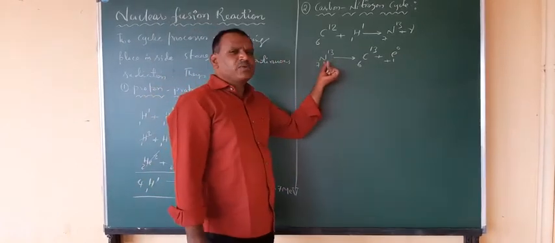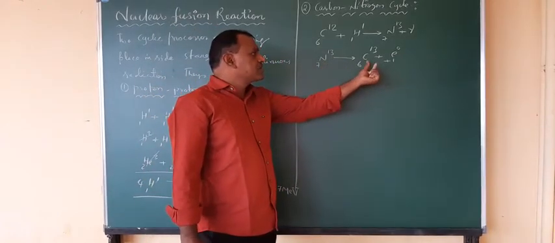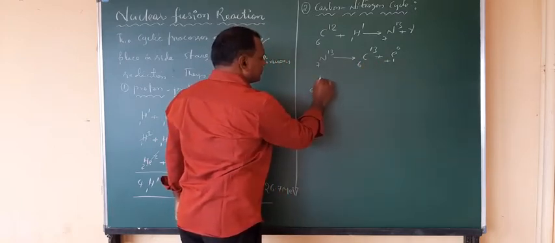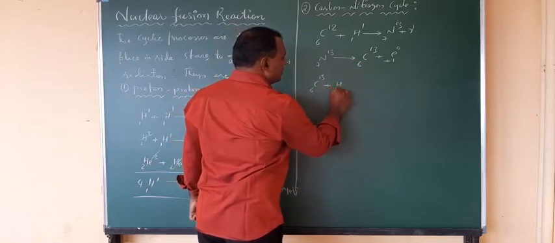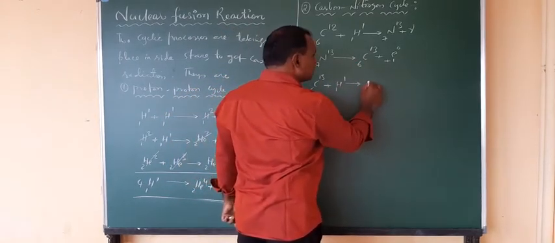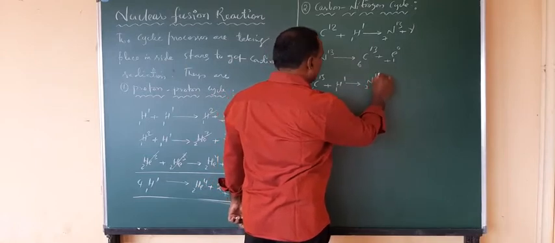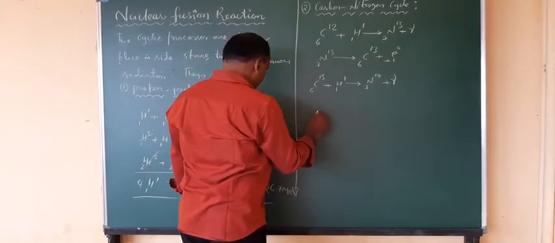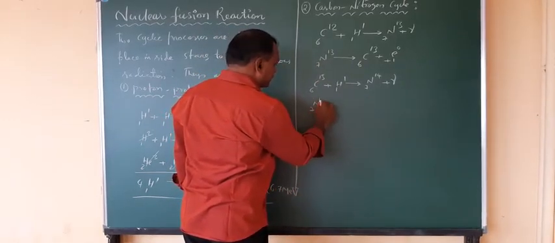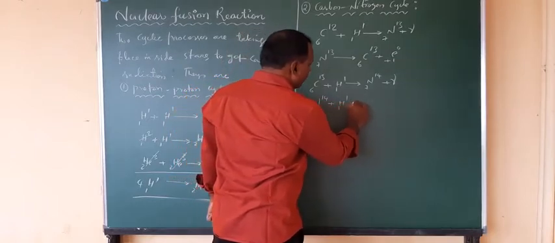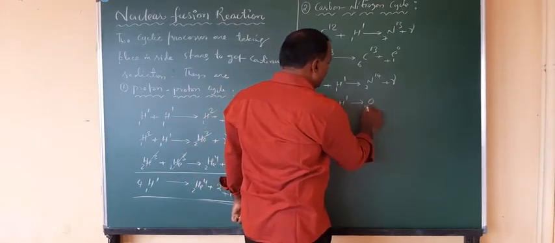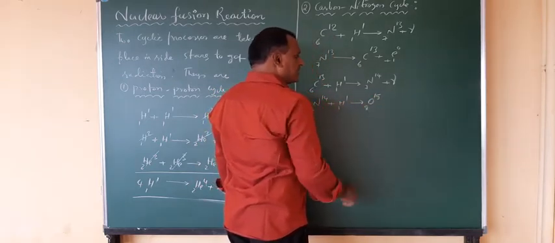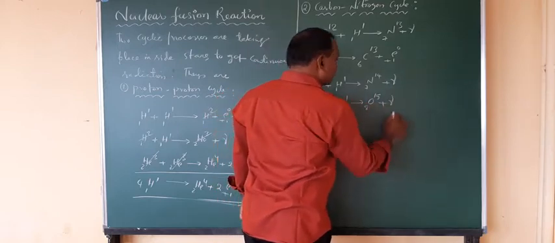This highly unstable nitrogen changes into this carbon isotope along with a positron. And this carbon-13 isotope combines with one more proton, which gives you nitrogen-14 (7N14) plus gamma. And one more: this nitrogen-14 combines with one more proton, which gives you the oxygen isotope O-15 (8O15), and along with this you get gamma.